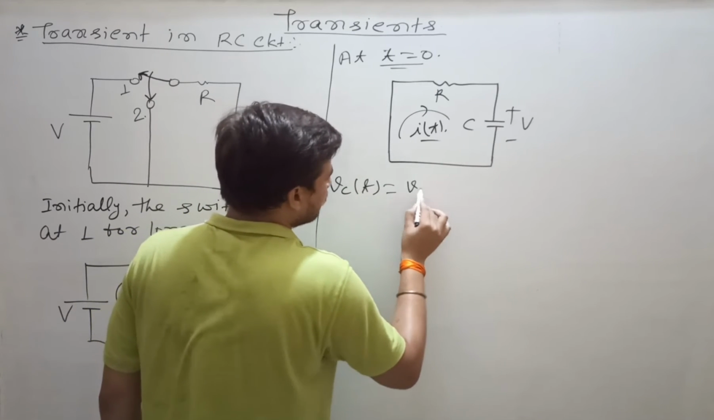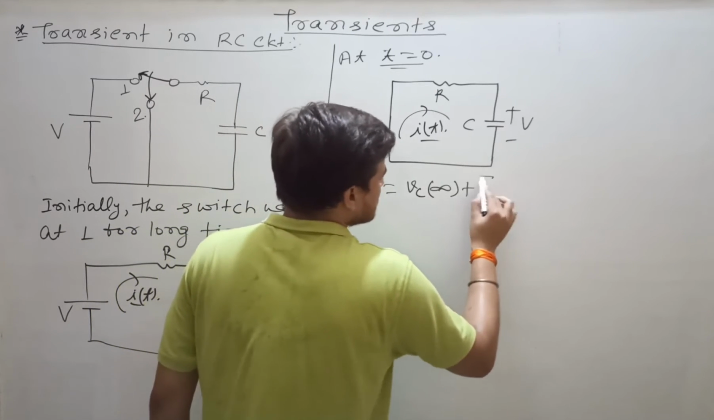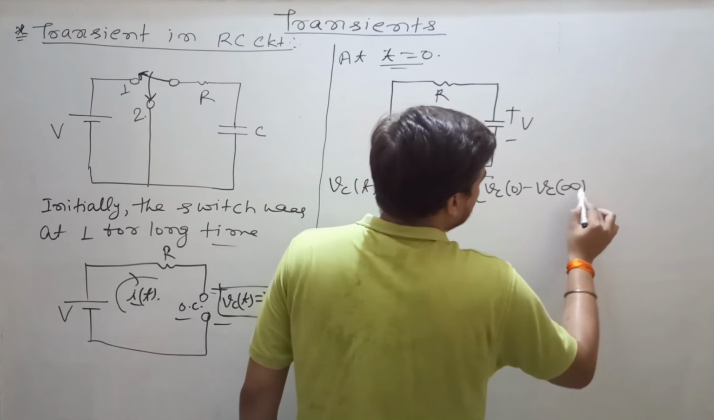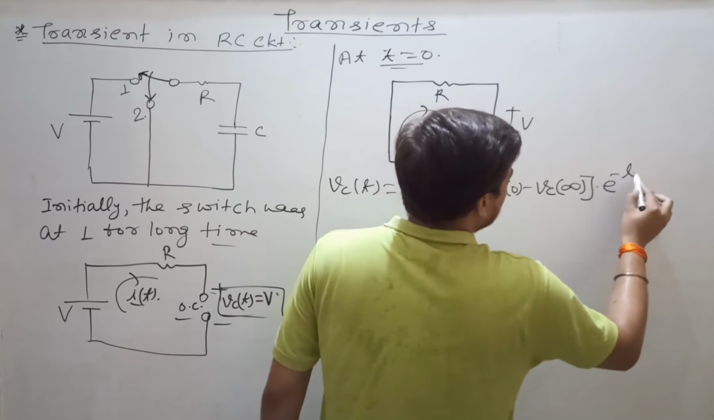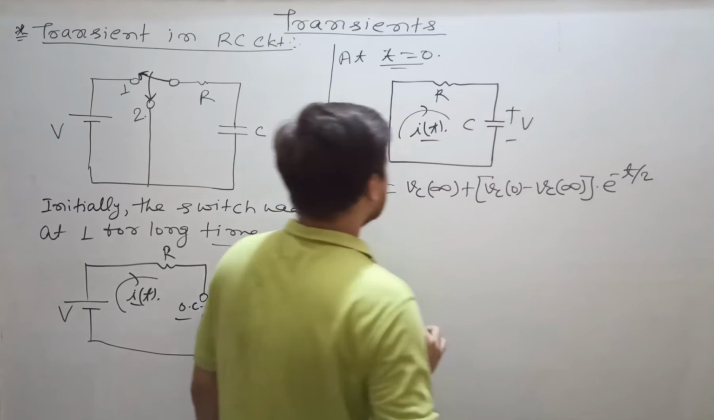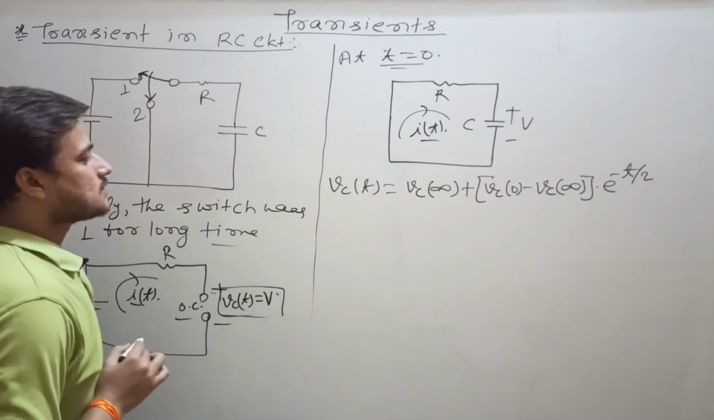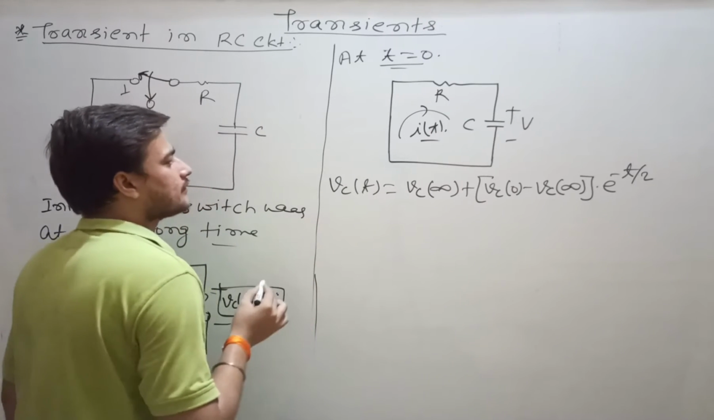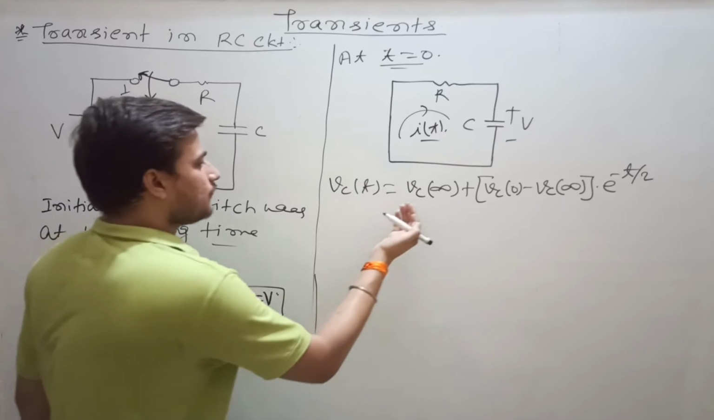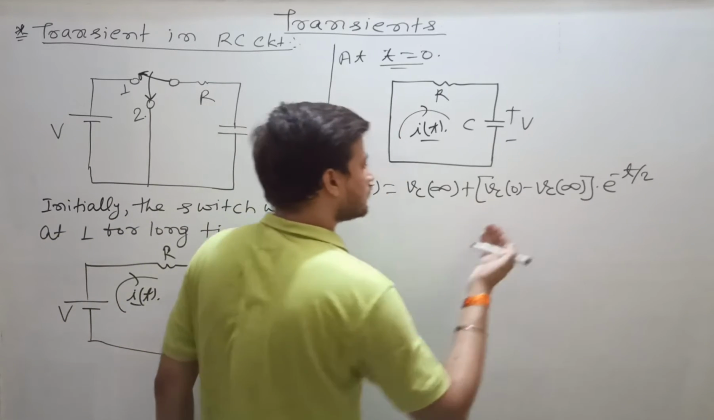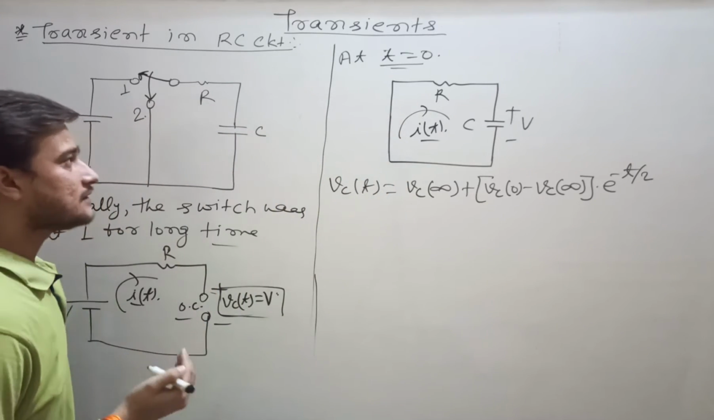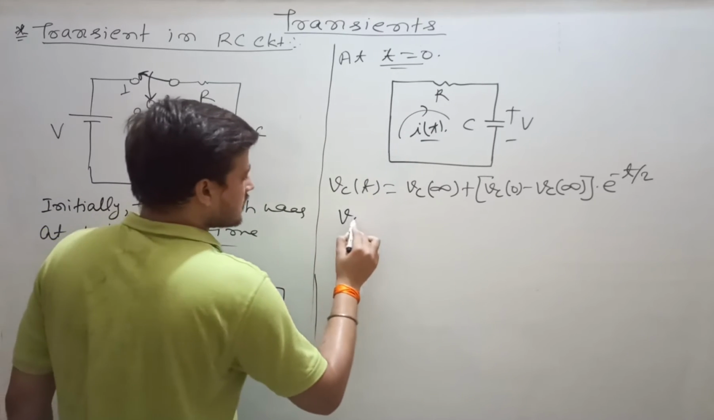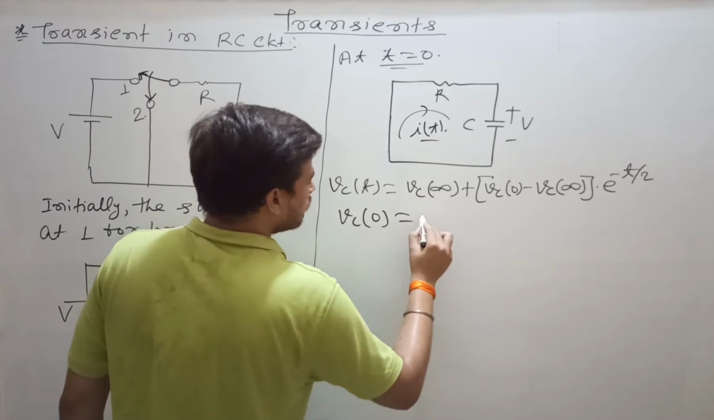So we will write Vc(∞) + [Vc(0) − Vc(∞)] e^(−t/τ). Next, we have to write the values of Vc(∞) and Vc(0). What will be the value of Vc(0)? Before the switch was moved, the voltage was V. So Vc(0) is equal to V.